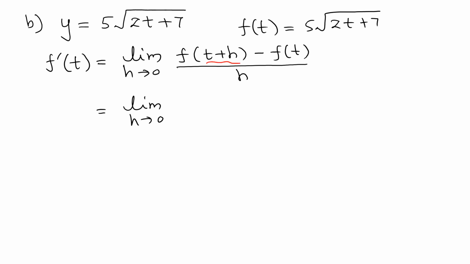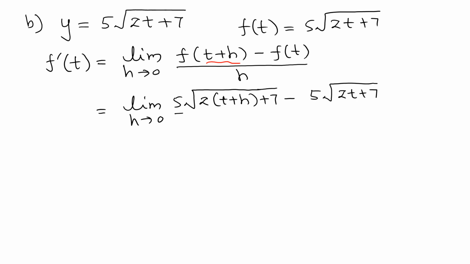So let's do that. So it is 5 times the square root, where every t you replace by t plus h. So it's t plus h here, and then plus 7, no change, minus, here there are no changes, so it is 2t plus 7, divided by h. So we substitute. The substitution is correct here. That's the substitution. So you have the right equation and substitution.